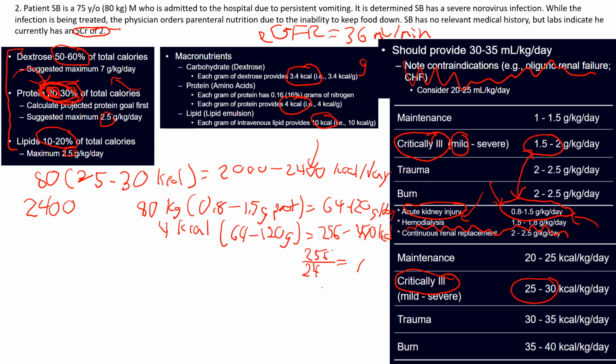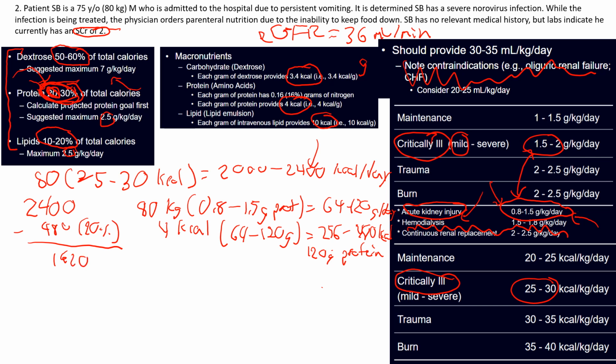So let me just write that down. So we're choosing to have 120 grams of protein. So we can subtract our 480, which is 20%. What we're left with is 2400 minus 480, 1920 left to work with.